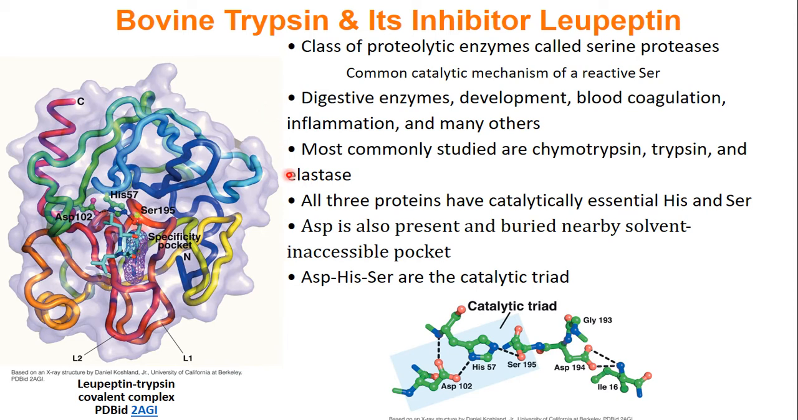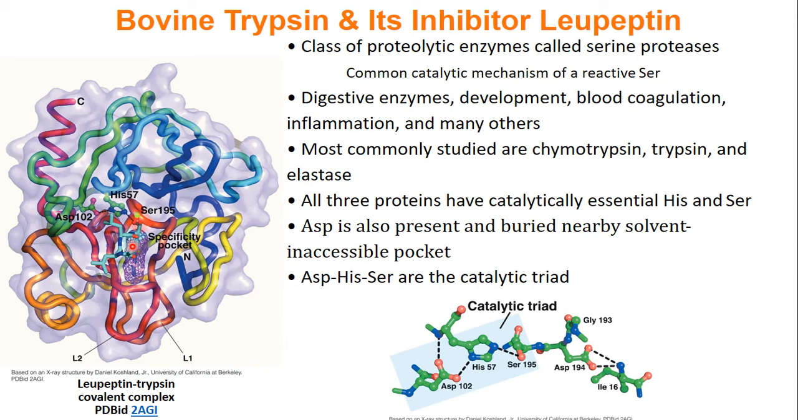The most commonly studied serine proteases are chymotrypsin, trypsin, and elastase. What's common between these three proteins is that they have histidine and serine that are catalytically essential. However, you also have an aspartic acid that's present and it's buried in a solvent inaccessible pocket. That means solvent cannot touch this aspartic acid. When we talk about serine proteases, we often talk about Asp, His, and Ser being known as the catalytic triad. Here, Asp, His, Ser, all interacting together to do the reaction. These are your catalytic triad.